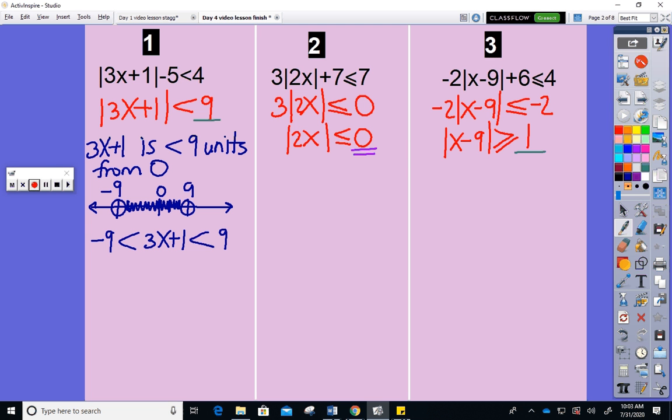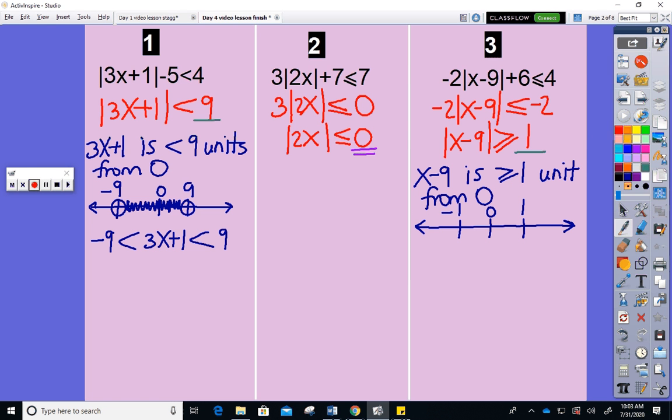On number 3, I'm going to say this means that x minus 9 is greater than or equal to 1 unit from 0. So what's that look like on the number line? And notice I'm using the number line as a step in my work to help me reason through things rather than using it to demonstrate the final answer. We can use graphs for a number of reasons. It doesn't just have to show final answers. It can help you think through steps.